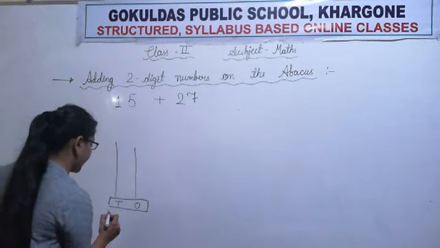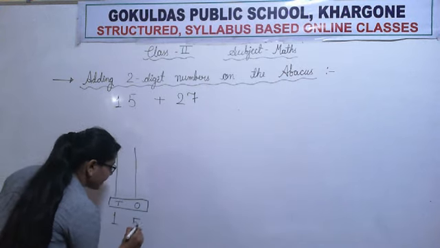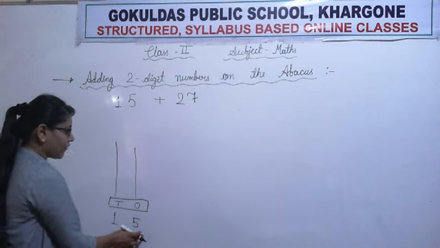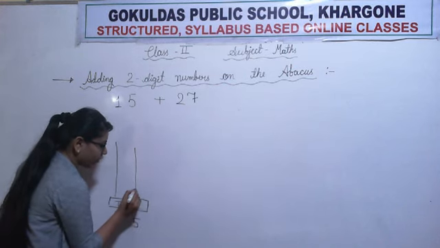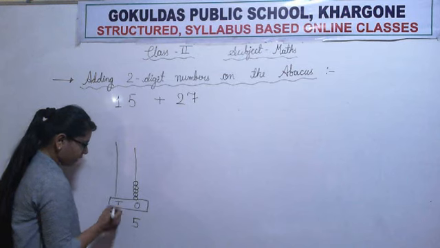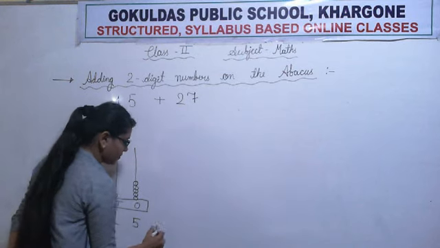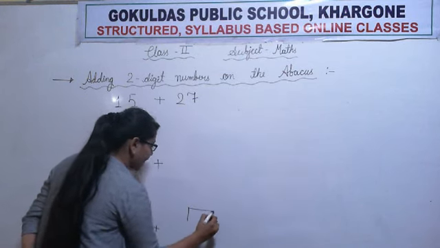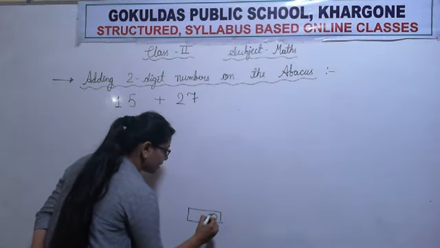Okay, the first number is 15. So let us represent 15 on abacus. 5 is written over here, so we will draw 5 beads. 1 is written here, so we will draw 1 bead. We are doing addition, that is why we will put a plus sign.